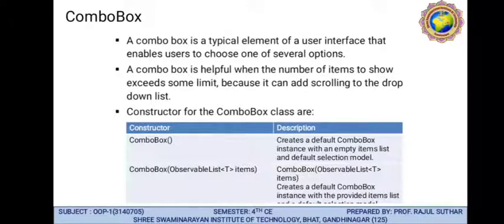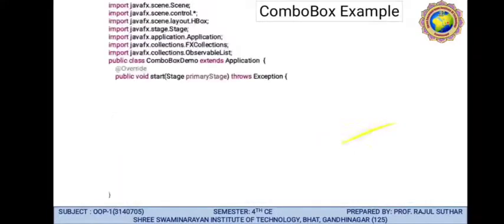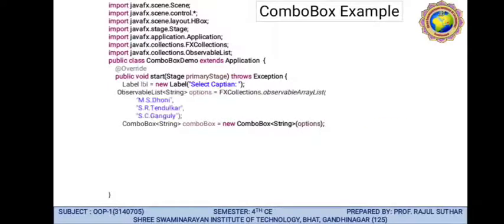If we use an observable list, this type of syntax is used: create a default combo box instance with the provided item list. So this is the example. You can create the drop down list. Here the label is required for a particular caption, so select the captain. You can select any captain from below. ComboBox string comboBox is equal to new ComboBox. This is the object created for combo box.